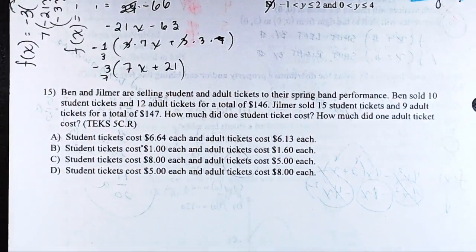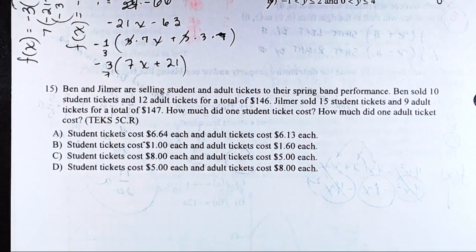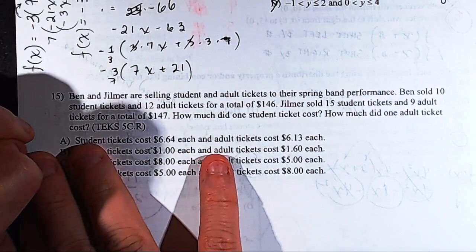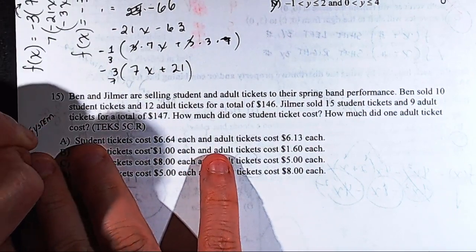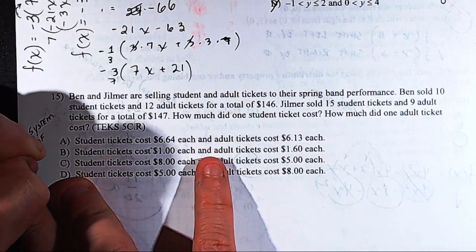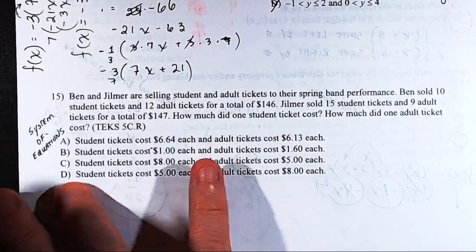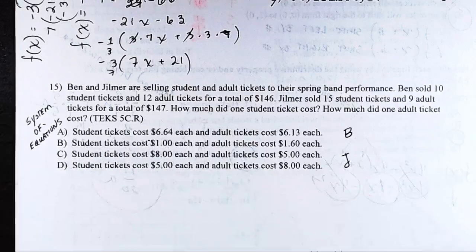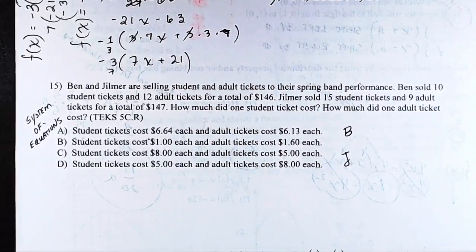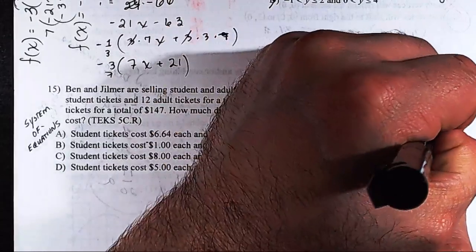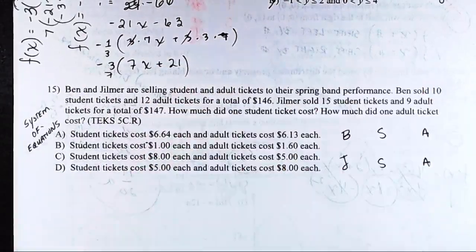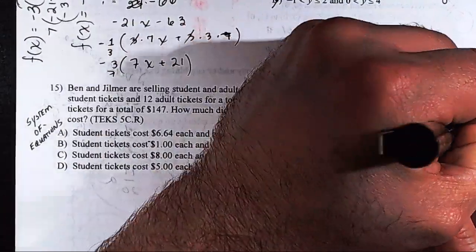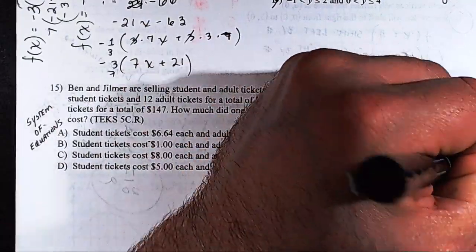Number 15, Ben and Hilmer are selling student and adult tickets to their spring band performance. All right. This is a system of equations problem. Ben and Hilmer. Okay, I've got Ben and I've got Hilmer. Are selling student and adult tickets. Okay, so we've got student and adult tickets. So this is Ben, this is Hilmer. Okay, something s plus something a equals something. Something s plus something a equals something.